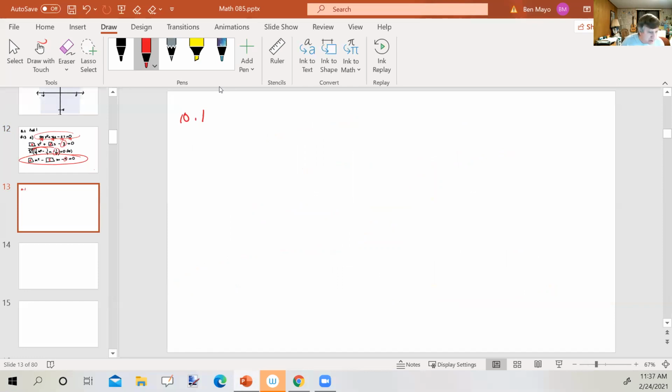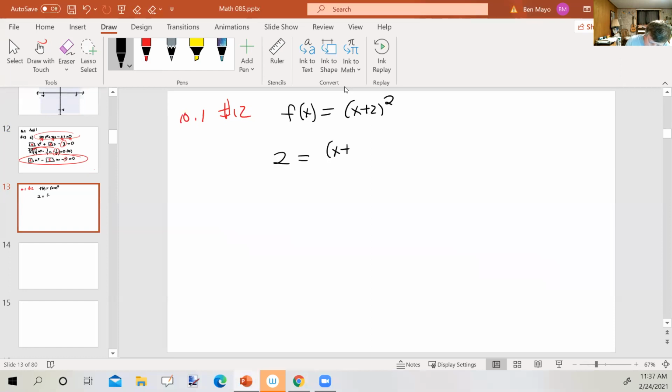Okay, so 10.1, this is number 12. Okay, it says let f of x equal (x plus 2) squared. For what value or values of x is f of x equal to 2? So basically what we've got is this. Okay, and then we're supposed to solve it.